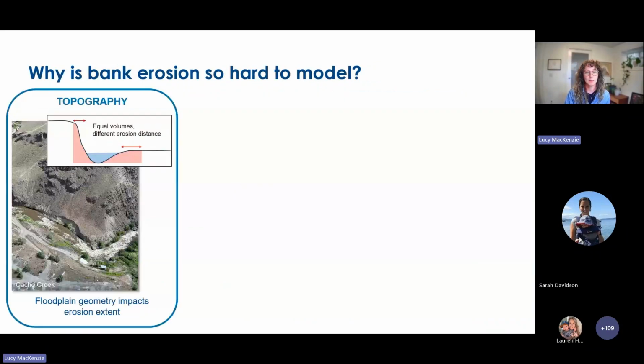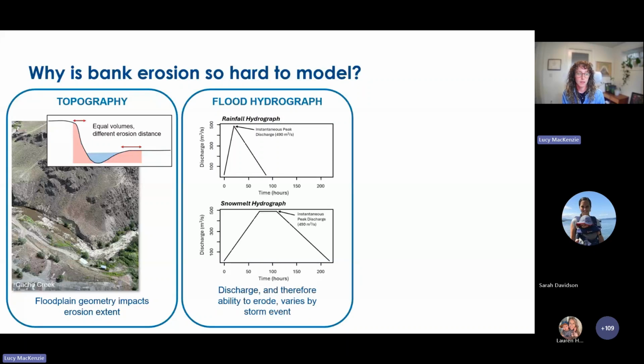When it comes to modeling bank erosion in these systems, there are many complexities to consider. First, high gradient channels are often found in areas with complex topography. For example, in the cross-section shown here, one side of the channel has a steep bank while the other is much flatter. If the same volume of erosion were to occur on both banks, the lateral extent of erosion would differ between the two. This highlights how topography and channel geometry play a major role in predicting the modeled extent of the lateral erosion.